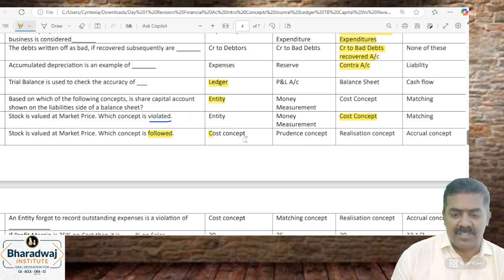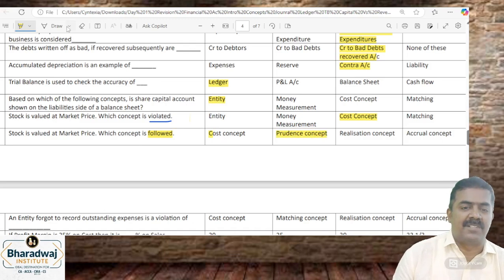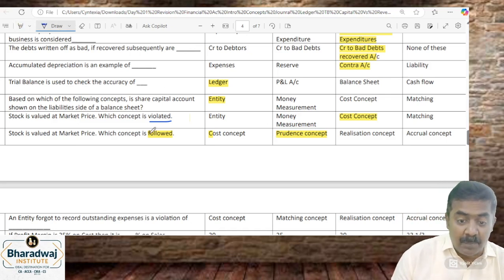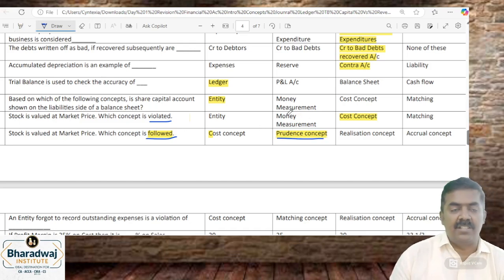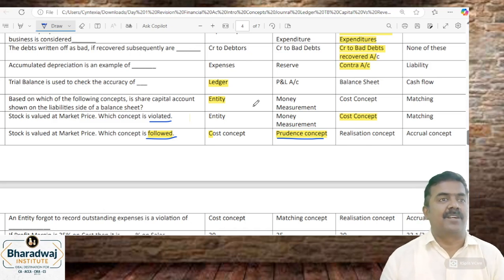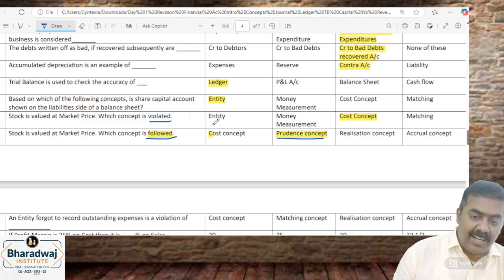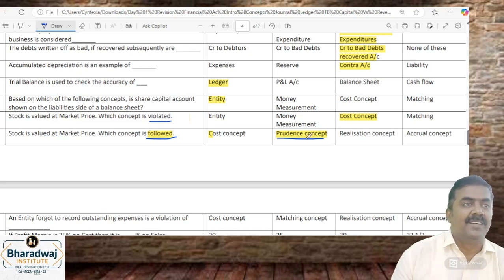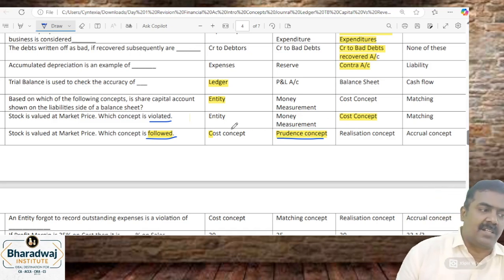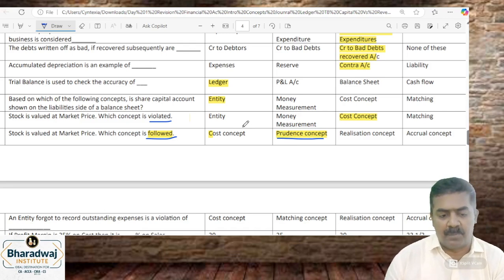Prudence concept. Value the stock at cost or market price, whichever is less. You have to value it at cost or market price, whichever is less. They are asking which one you followed. Prudence basis. On a prudent basis, the realization concept says profit should be recorded only if it is realized. This is not realized. We are just valuing the stock at market price now. It is based on which one? Prudent concept. The cost concept is violated; what is followed is the prudent basis, cost or market price, whichever is less.